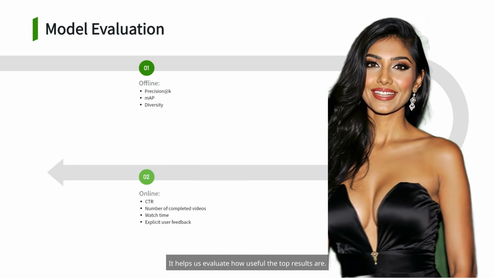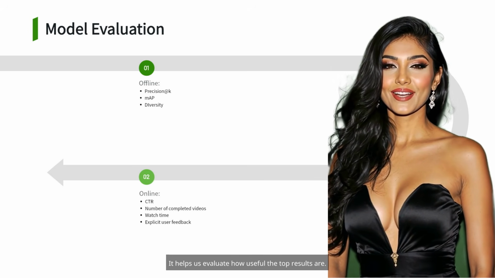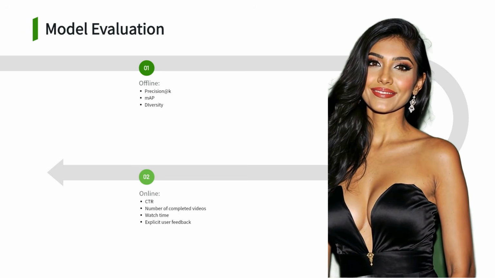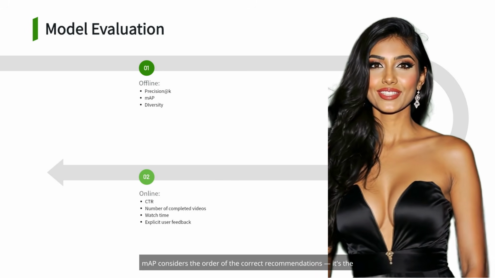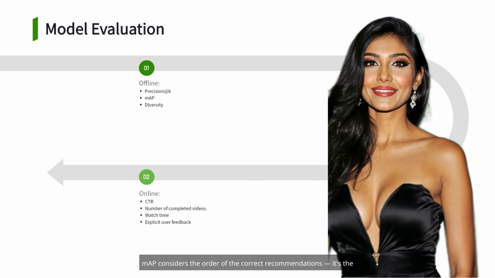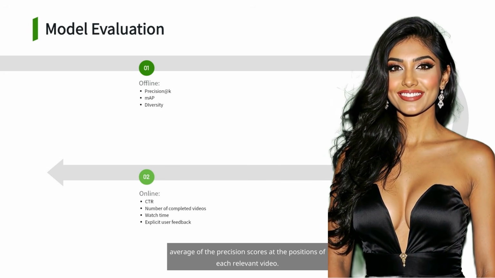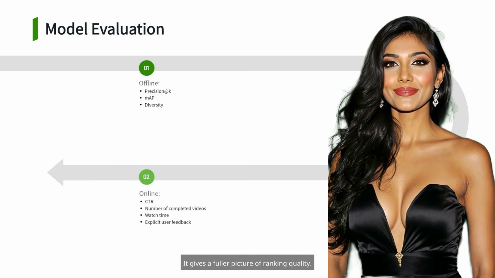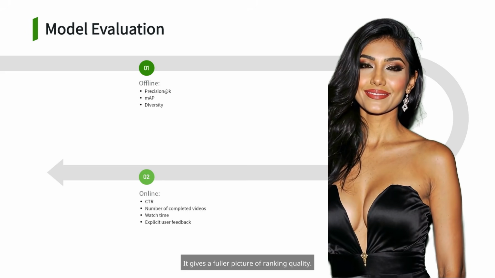It helps us evaluate how useful the top results are. Mean average precision, MAP. MAP considers the order of the correct recommendations. It's the average of the precision scores at the positions of each relevant video. It gives a fuller picture of ranking quality.